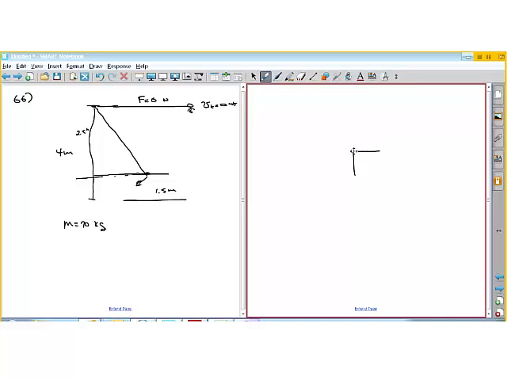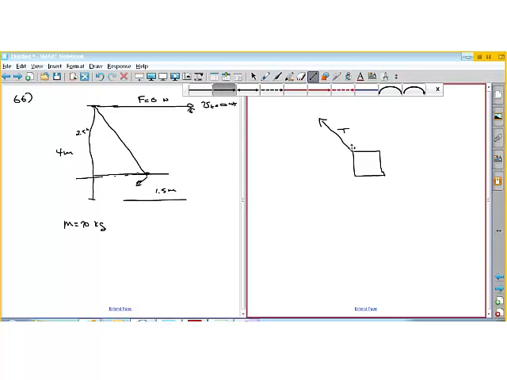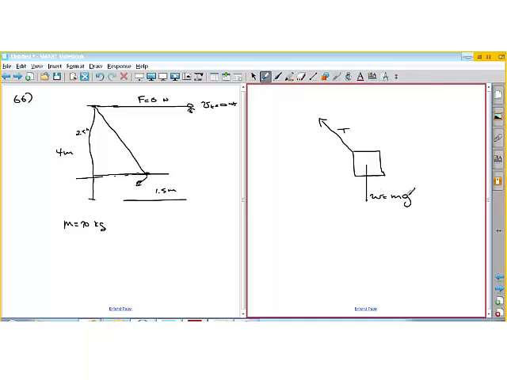So here's the person. And so we have a tension in this rope that's going like that. That's what we're trying to figure out, this tension here. And then you're going to have the weight of the person, and the weight is just the person's mass times acceleration due to gravity. Then you're also going to have an acceleration that's in this direction. Now the question is, yes, okay.